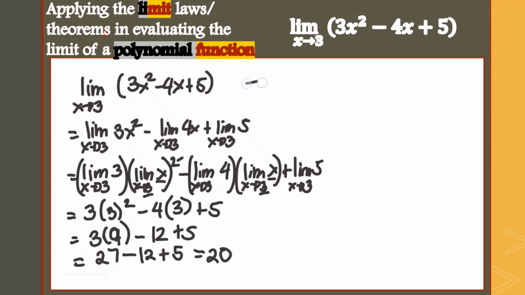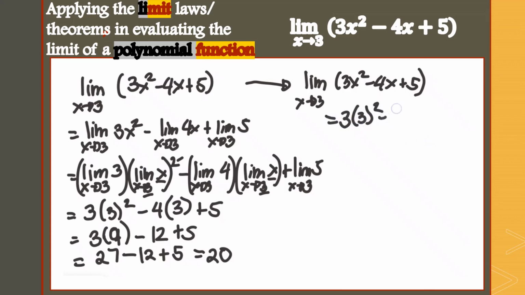But of course, we already have the limit theorem for a polynomial function, and we could just simply use direct substitution. So let me have here all terms, and then just direct substitution. You have 3 squared minus 4 times 3 plus 5. This is just the same as this here. So of course you will have the same result, but let's finish this. 3 times 9 minus 12 plus 5.